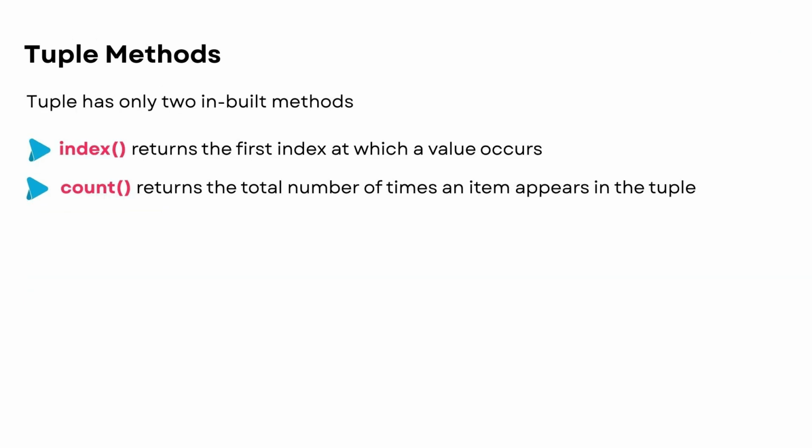A tuple has only two inbuilt methods. These are index and count. The index returns the first index at which a value occurs. The count also returns the total number of times an item appears in a tuple. So let's look at an example for each.